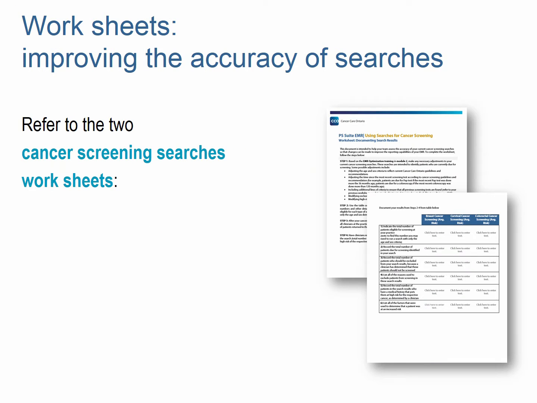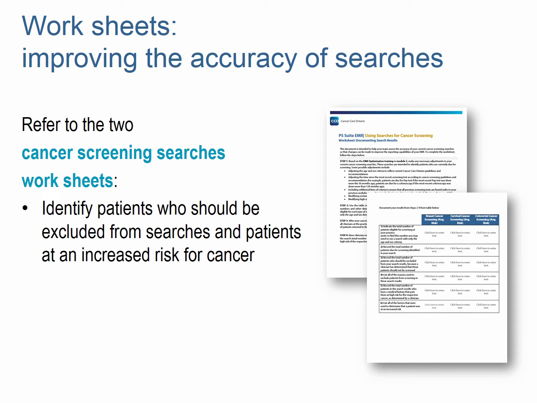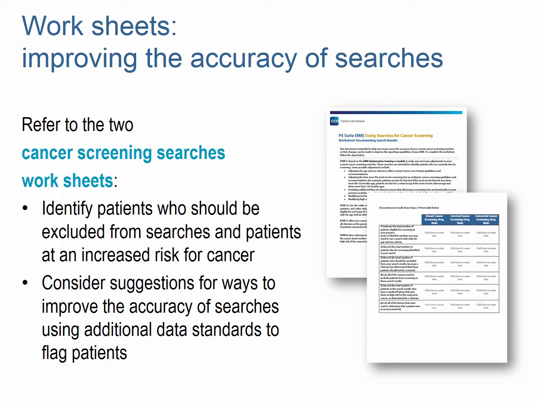Cancer Care Ontario has developed 2 worksheets to help improve the accuracy of your cancer screening searches. In the first worksheet, you will be encouraged to run the cancer screening searches that are based on your team's data standards. You will then have a clinician review the list to determine which patients ought to be excluded from the results and which patients ought to be considered at an increased risk for cancer. In the second worksheet, we provided suggestions for ways to improve the accuracy of your searches by using new data standards to flag patients that should either be excluded from screening or be managed as part of a high-risk population.